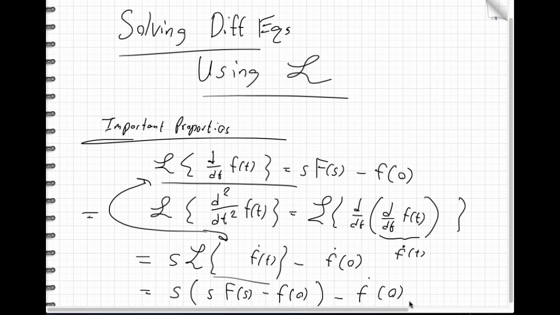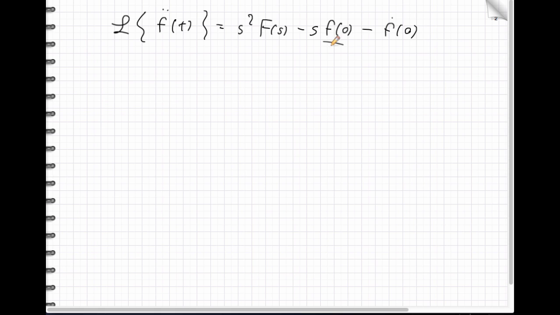Expanding, the Laplace of f double dot of t, which is d squared dt squared, is equal to s squared F of s, the Laplace transform of just f of t, minus s f naught minus f dot naught. As you can see, if you have a second derivative, you need to know the initial conditions of both f of t and f dot of t.